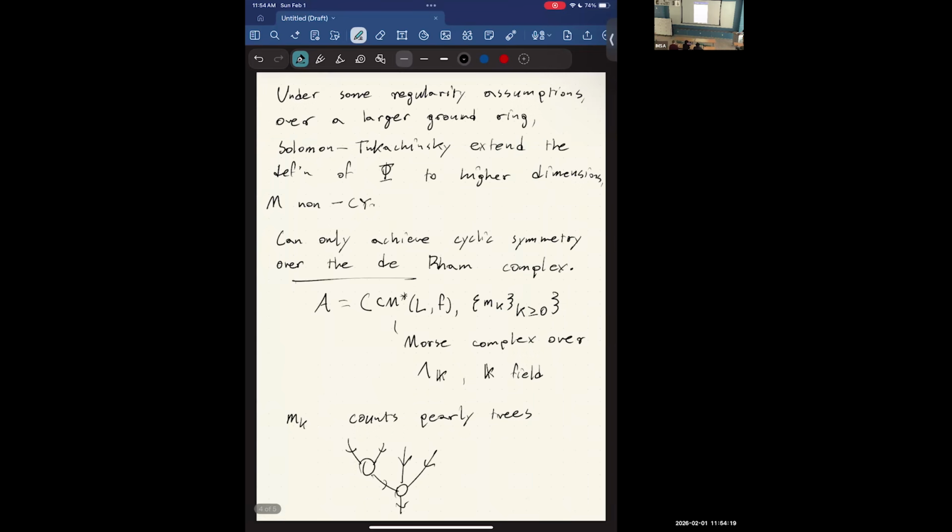Okay, so you should now no longer expect to achieve cyclic symmetry on the nose here, because there's just no cyclic symmetry in the domain, so this is not really reasonable to hope for. But you can show that there is some homotopical weakening of this. So what you can construct is an A-infinity bimodule quasi-isomorphism mapping from A to its linear dual.